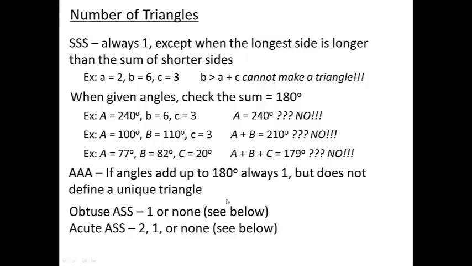Now, here are our finicky ASS ones. For obtuse it's either going to be one or none. For the acute one, there could possibly be two triangles. Okay, and we'll get to the next slide for that one. And for the other ones, make sure that these rules pass, right? If they add up to 180, then for sure there's only going to be one triangle. As long as it's possible for them to add up to 180, then these are all fine. So now let's get to the hard ones, the ASS ones.